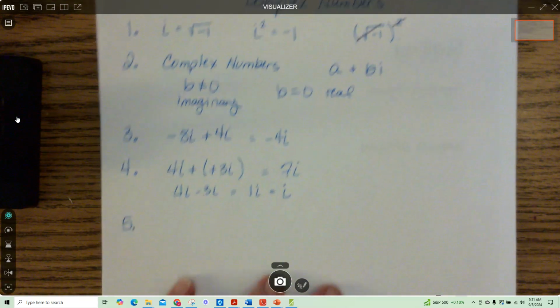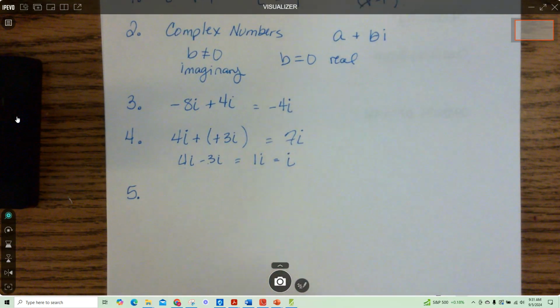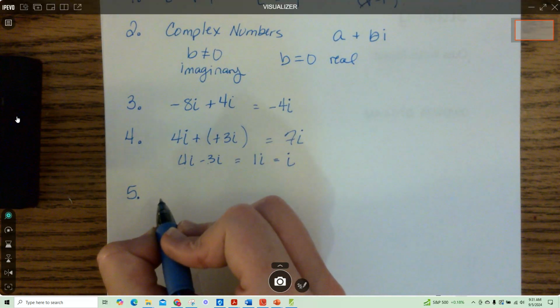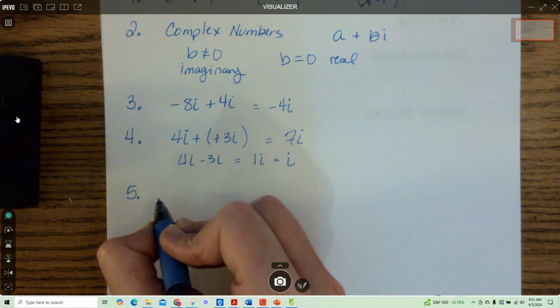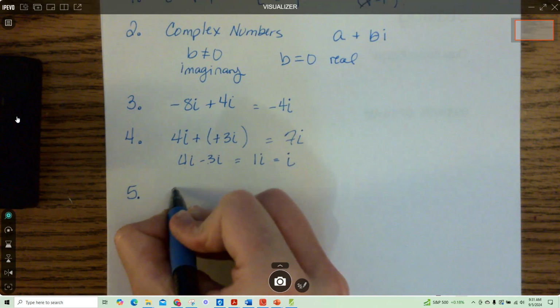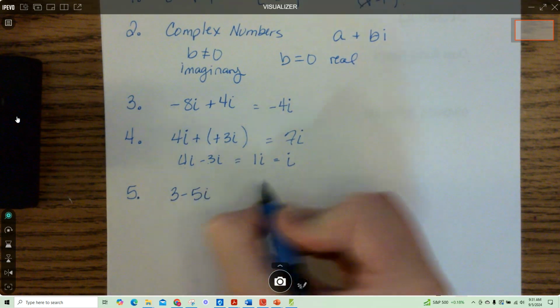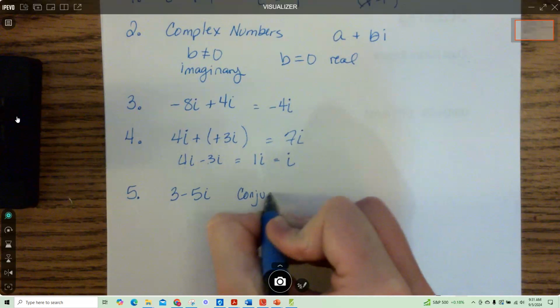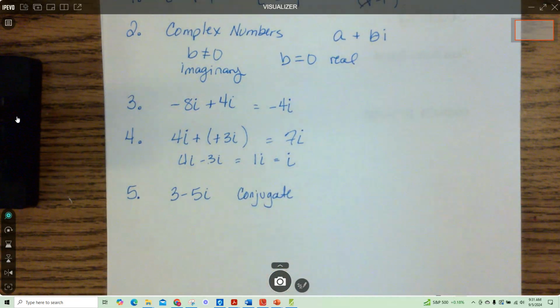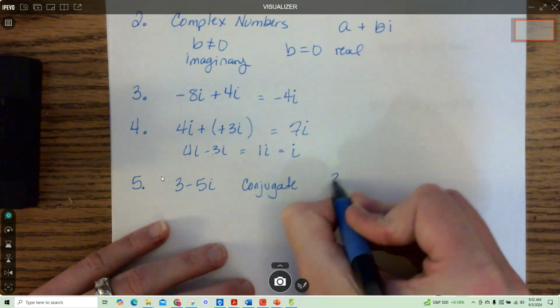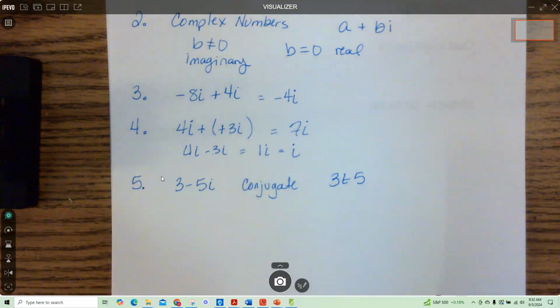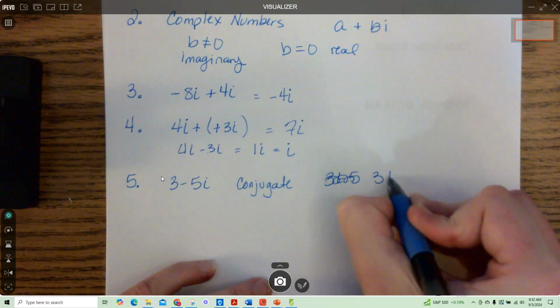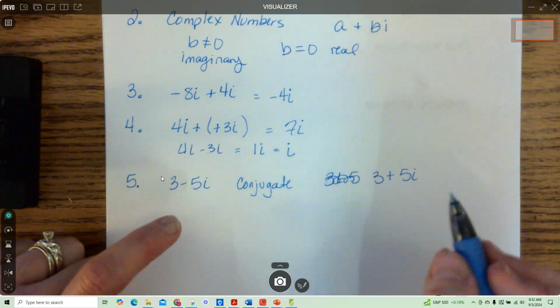All right, Hunter, what's your number 5? Determine the conjugate of 3 minus 5i. I want to say the conjugate would be 3 plus 5i. Let's just change the sign.